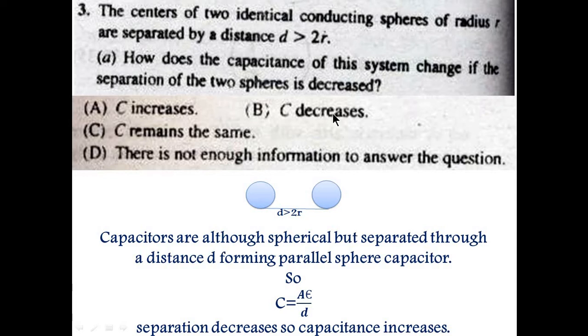So here we know that the capacitors are spherical, but they are separated through a distance. They are not inside each other. So here we will use a formula like this: C is equal to A epsilon naught by D. A is the area of the capacitor and D is the distance between the metal plates. So as the separation decreases, capacitance increases, as the capacitance has an inverse relation with the separation. So option A is the correct option.